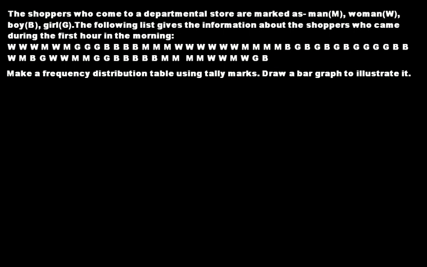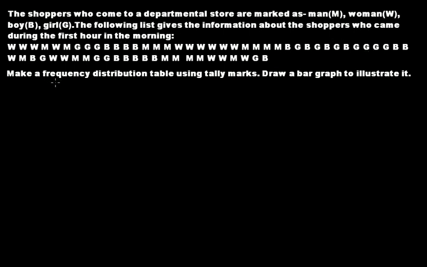In this video tutorial, we'll discuss a problem on frequency distribution table. The shoppers who come to a departmental store are marked as man is M, woman is W, boy is B, girl is G. The following list gives the information about the shoppers who came during the first hour in the morning. So this is a list that tells that the first customer was a woman, then again woman, and then a man, and so on and so forth in the first hour in the morning.